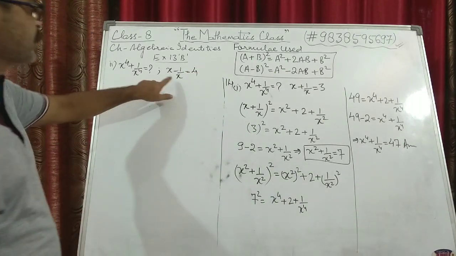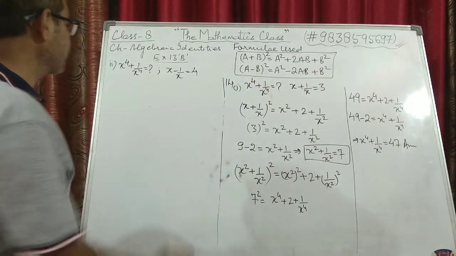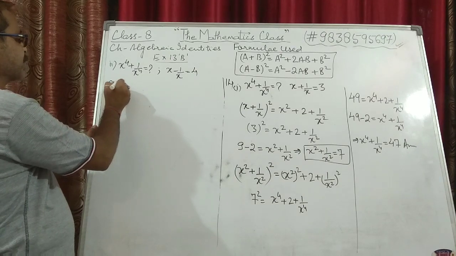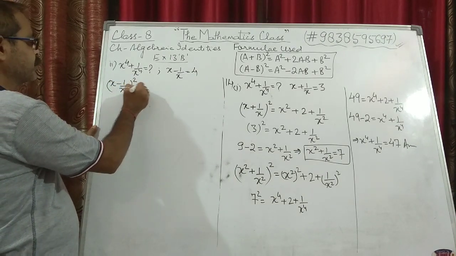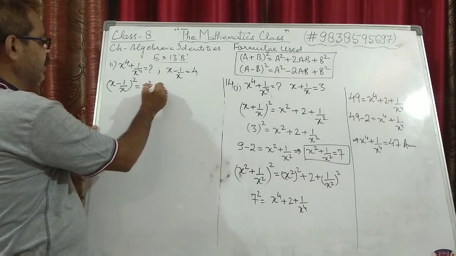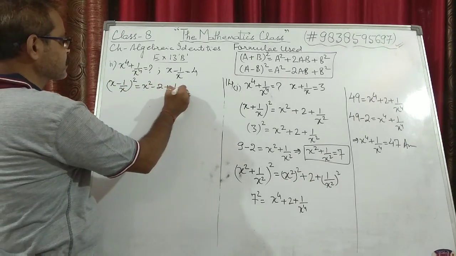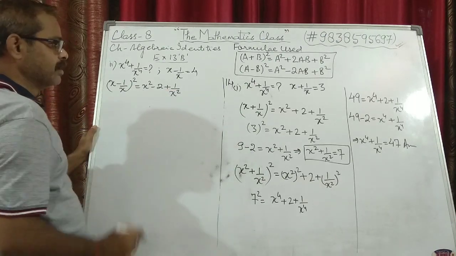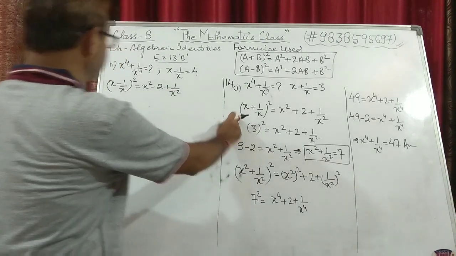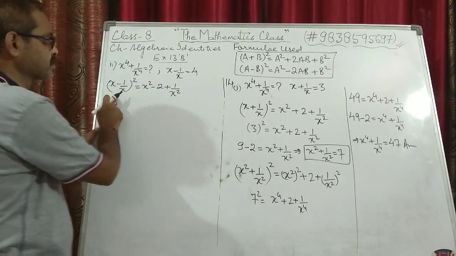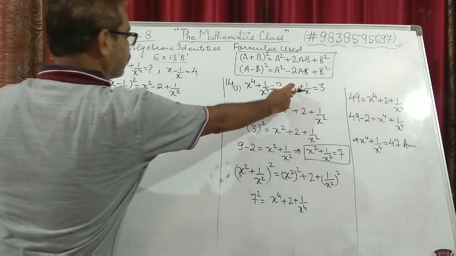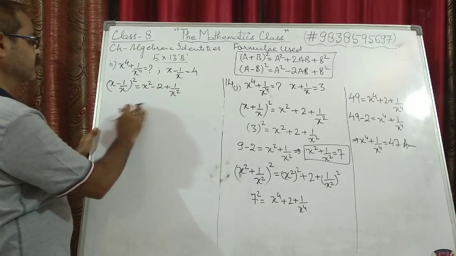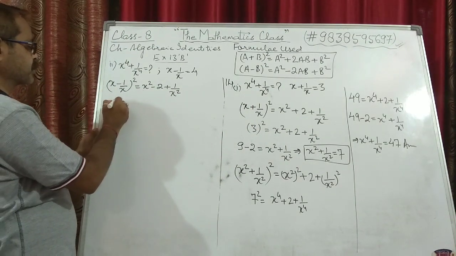Now again in this we will be using a minus b whole square. So we know that x minus 1 upon x whole square is equal to x square minus 2 plus 1 upon x square. Same method. Here we used x plus 1 upon x. Here we are using x minus 1 upon x, because it is given x minus 1 upon x. Here it was given x plus 1 upon x. So x minus 1 upon x is 4.